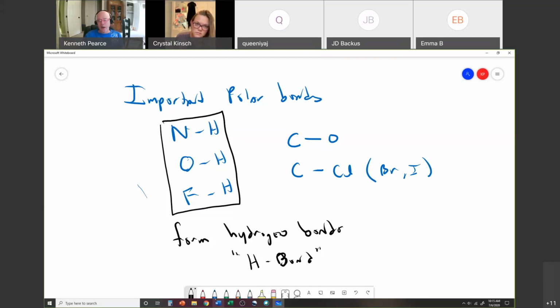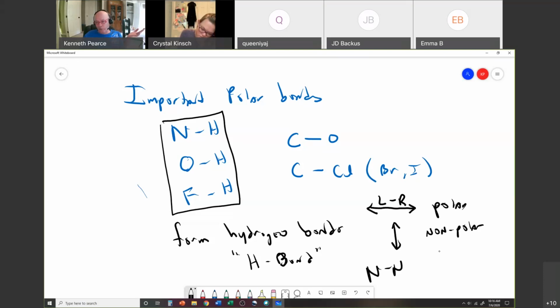Basically, besides memorizing this very short list of important polar bonds, just remember, if it's separated left to right, then it's polar. And if it's separated top to bottom, then it's nonpolar. And of course, if it's the same thing, like NN, it's nonpolar, because that's neither up nor down nor left or right as far as being polar goes. Okay, so here's a very short list.